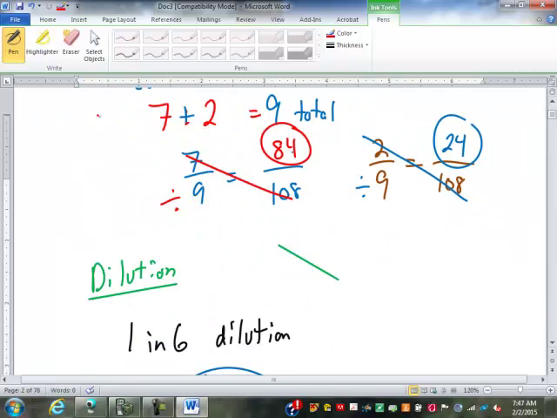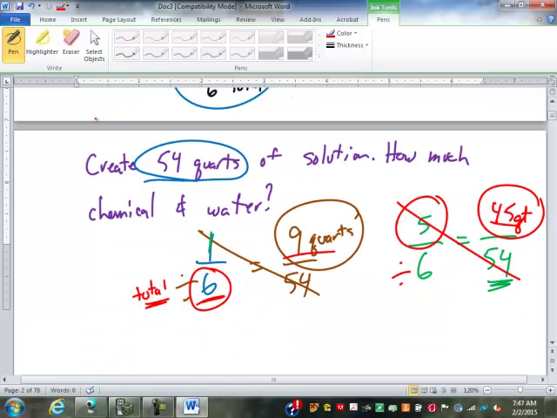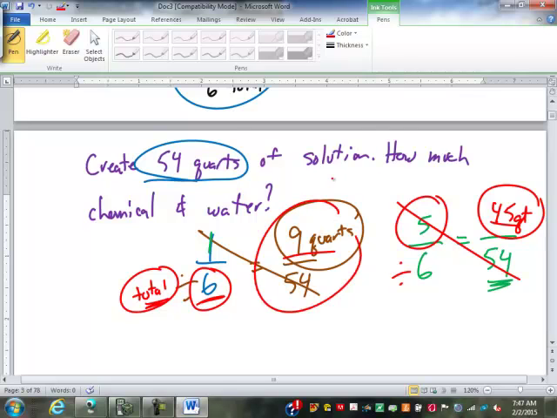I quite often, when I set up my proportions, will actually label, like you see I put the total here, I will actually label those when I set up that ratio so that I know when I'm setting up the other ratio what it stands for, what needs to go there.